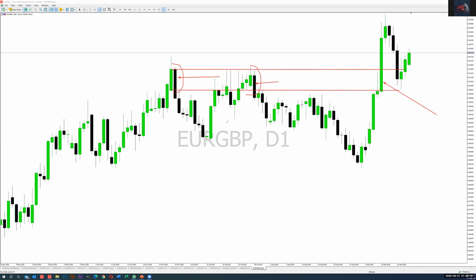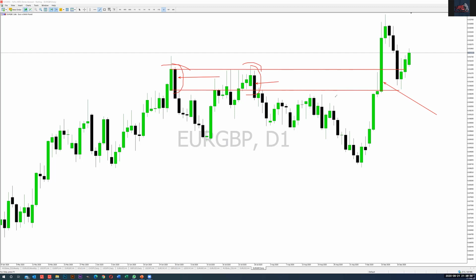Is a supply. It's no longer a supply zone because it has been violated, right? Market has taken out all the sellers that were here. They've been taken out. So it means the buyers are what? Are in control, right?